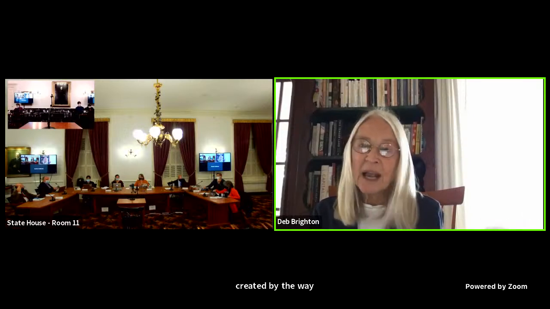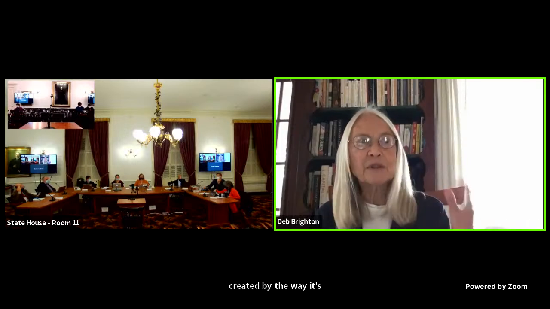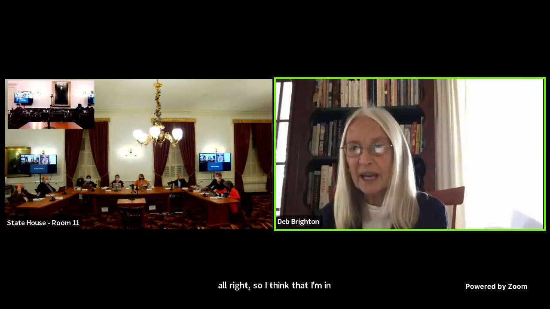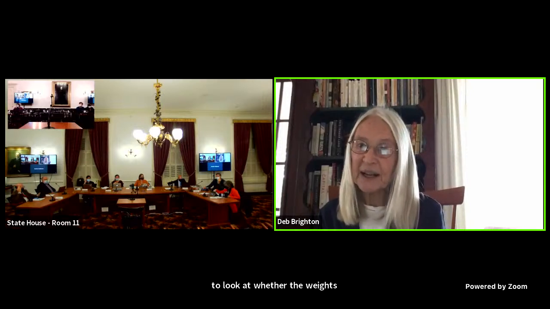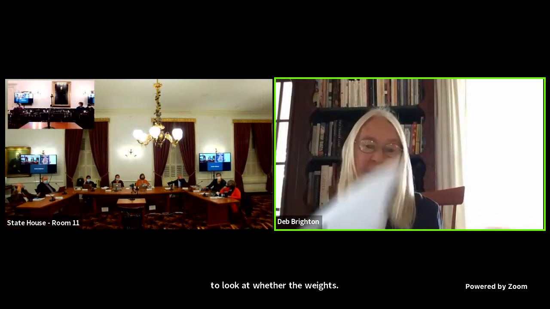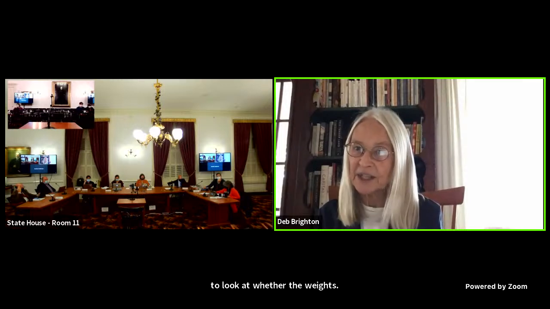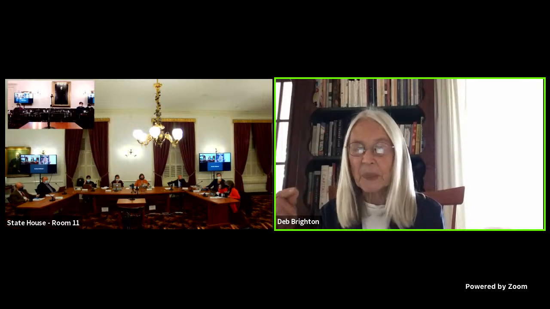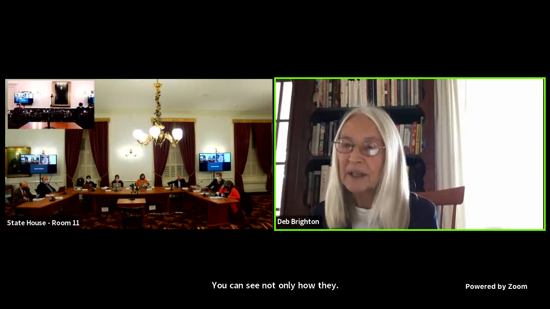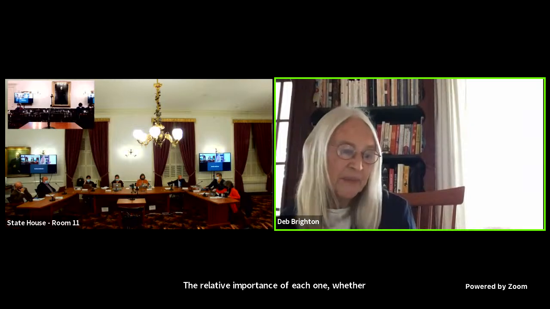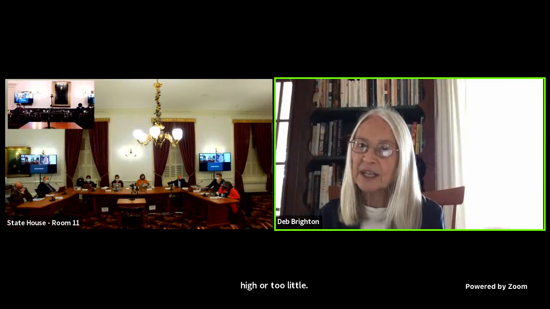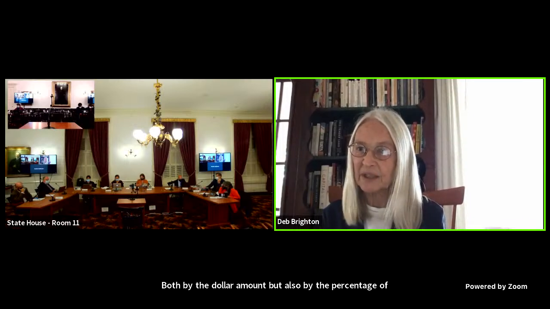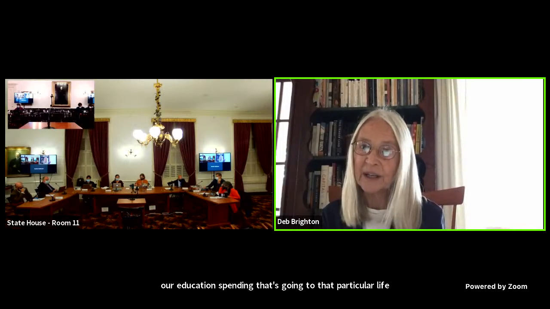All right, so I think that in terms of just being able to look at whether the weights seem reasonable or not, by translating them into dollars and percentages of the education spending, you can see the relative importance of each one, whether some are too high or too little, both by the dollar amount, but also by the percentage of our education spending that's going to that particular category of student.